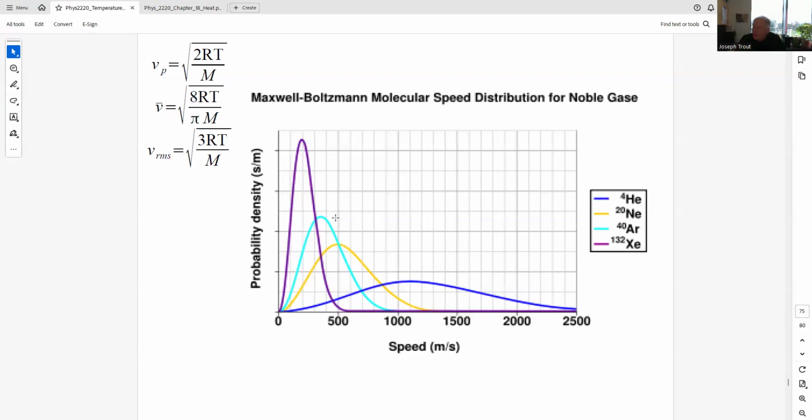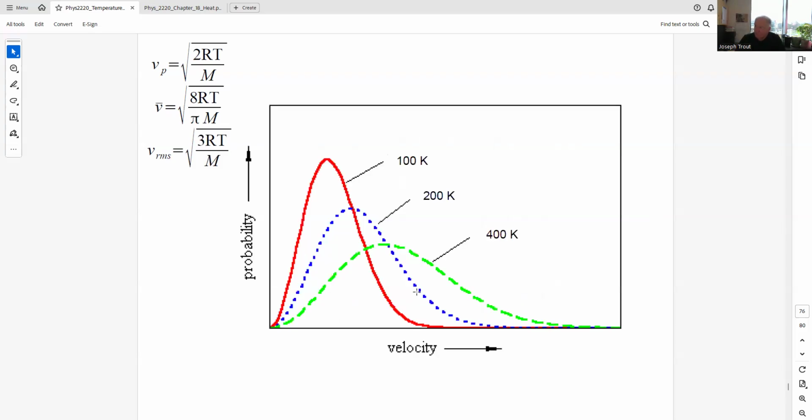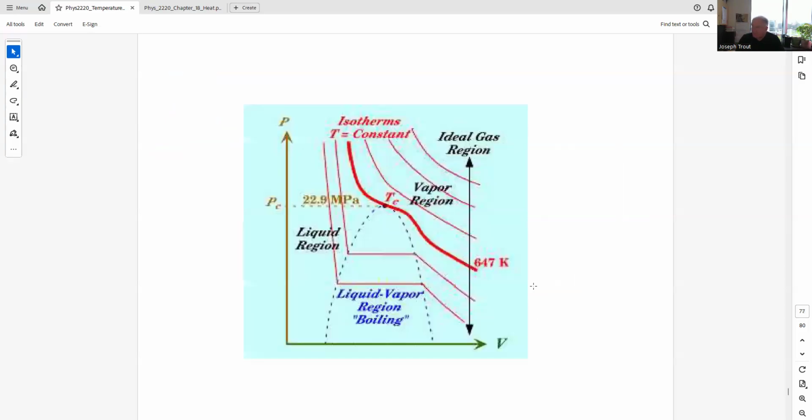But all of these graphs have the same shape. Also, it depends on the temperature. So for a given gas, the higher the temperature, the higher the velocity would be, and the more this gas spreads out.